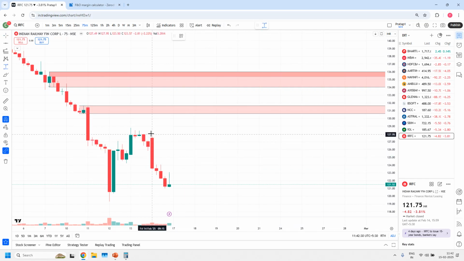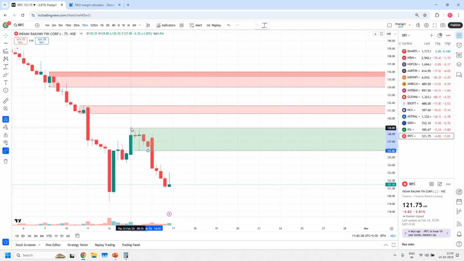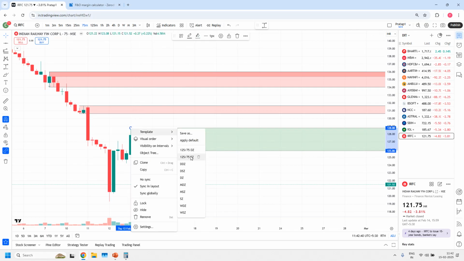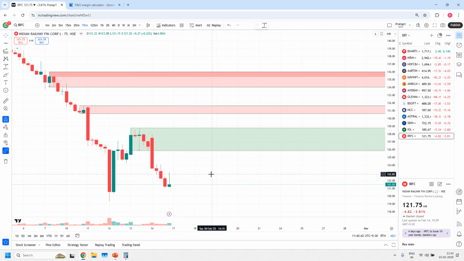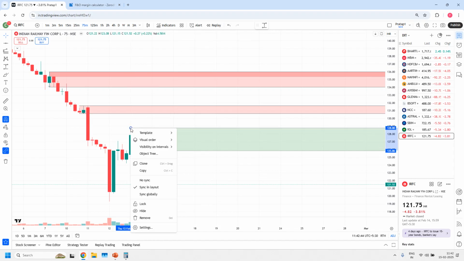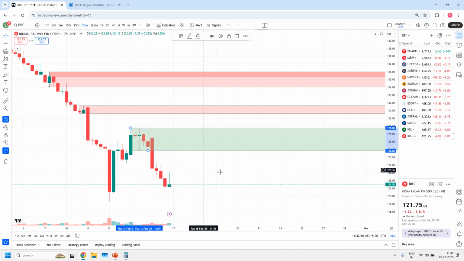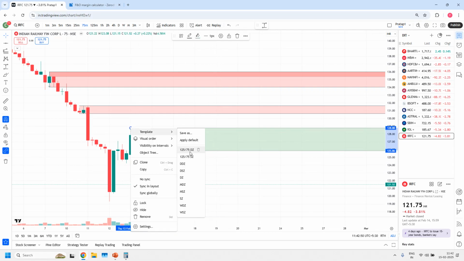Which zone? This is the one. This is drop, base, drop. Or if you consider all these as base candles, you can also draw a zone like this. Supply zone. What happened?